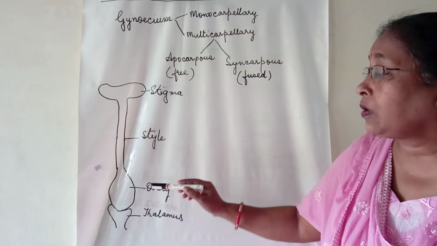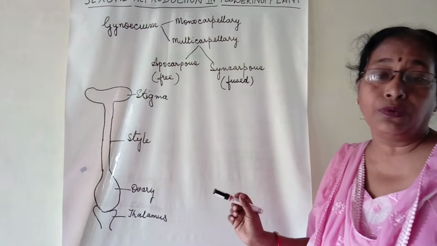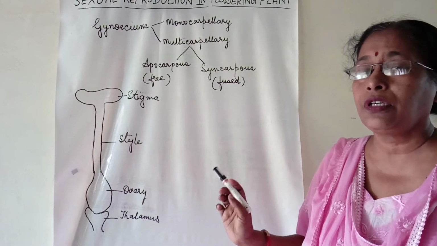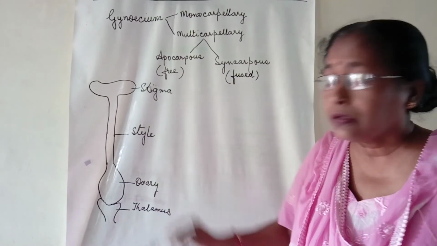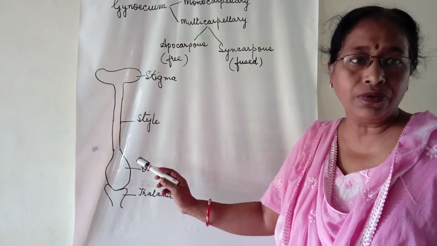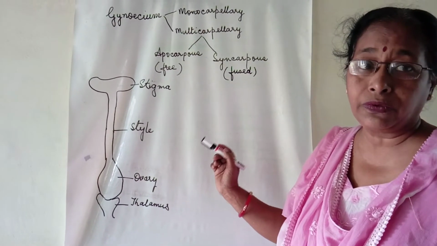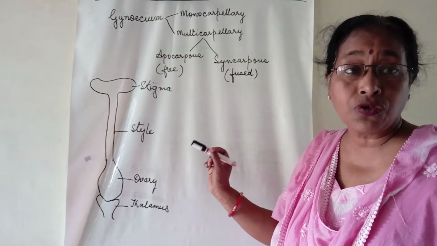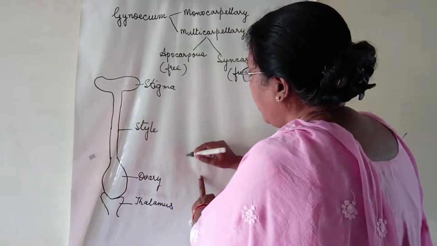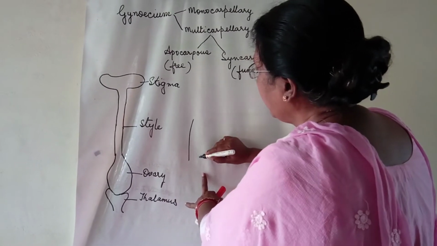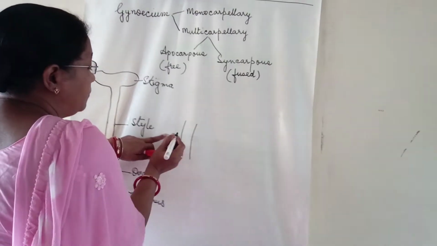The ovules are present on a tissue known as placenta. The arrangement of ovules on the placenta is known as placentation, which you have already studied in 11th standard. The placenta is placed in the ovarian cavity or the locules. Now the ovules have a stalk-like structure which attaches them to the placenta. This stalk-like structure is known as funicle.